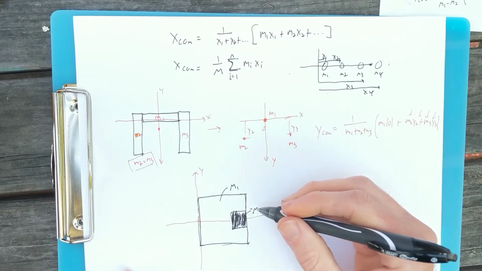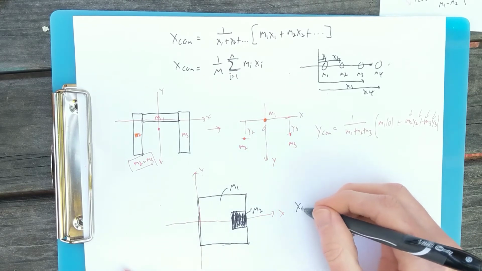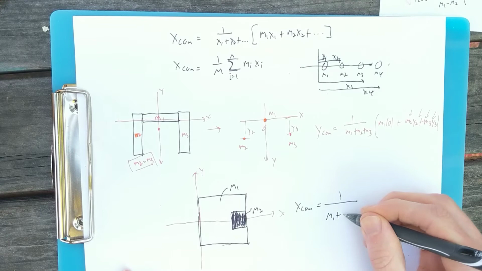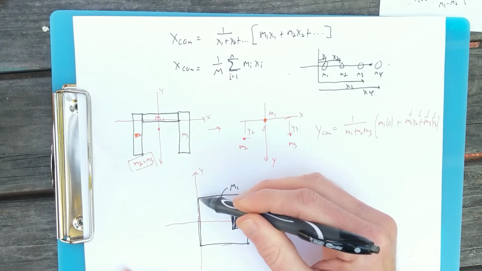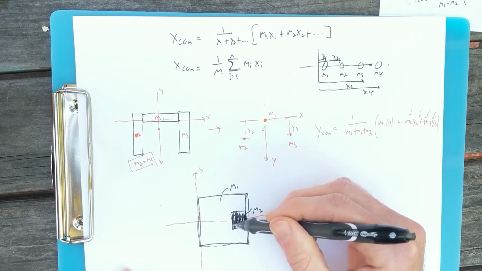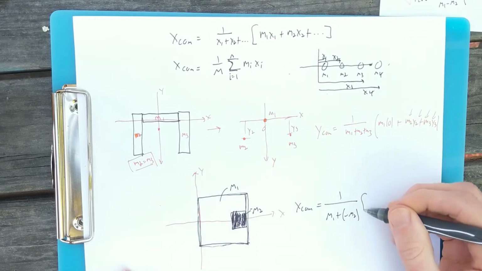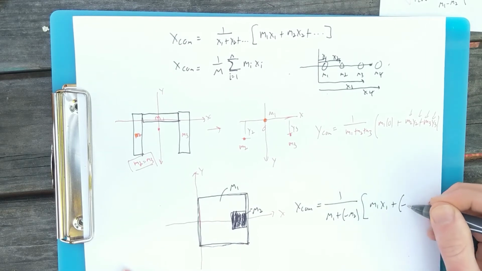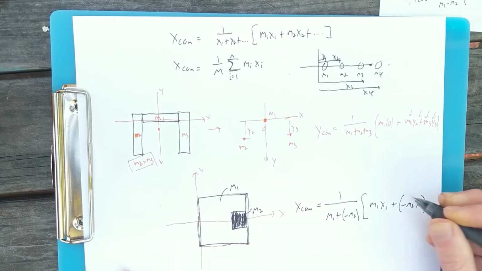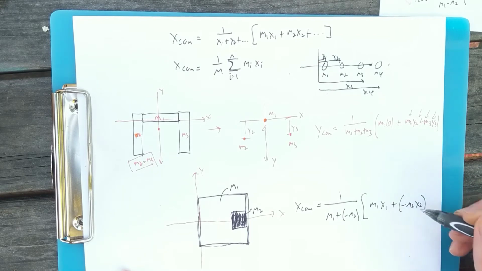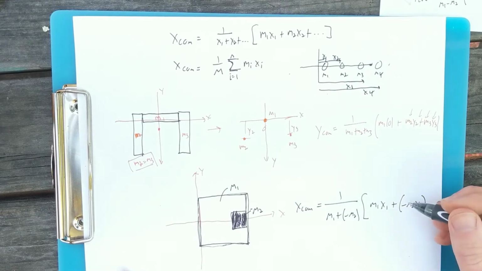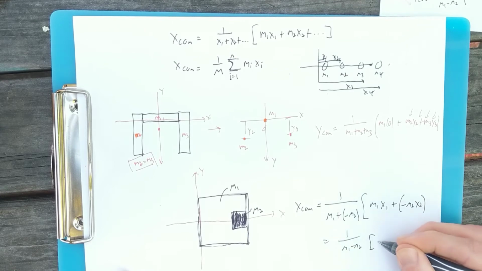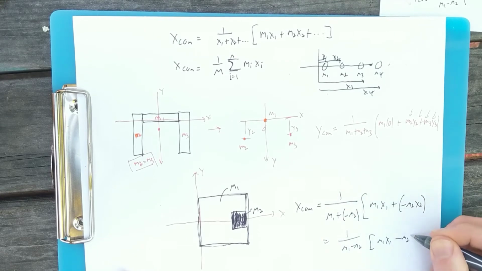So what can I do? Interestingly enough, I can say that this is adding up the masses, m1 minus m2. Remember, m1 is the mass of the entire thing, and m2 is the mass of the chunk that you got taken out. Then I multiply this by m1 times x1, and I want to add in minus m2 times x2. So it's like I'm adding in the negative value of this one. And of course, what that can look like is 1 over m1 minus m2 times m1 x1 minus m2 x2.